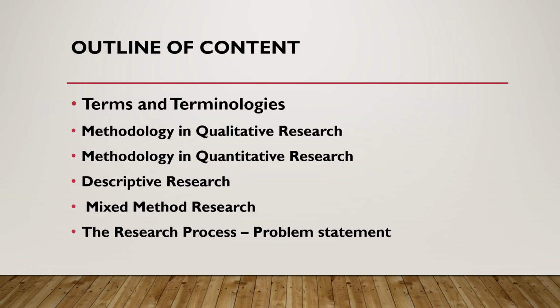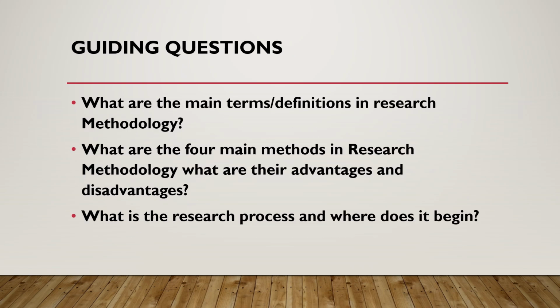So after the learning outcomes, we have the outline of content. I had said at the beginning that we are going to break this into three parts. So the first part, we are doing the definition. Second part, we are looking at methodologies in qualitative, quantitative, descriptive research method, and mixed methods research. And then the third part, we will focus on the research process. So that's the outline of content.